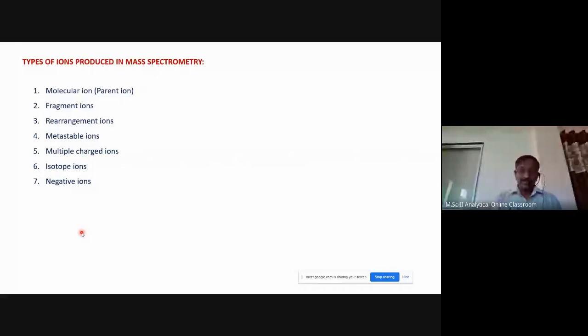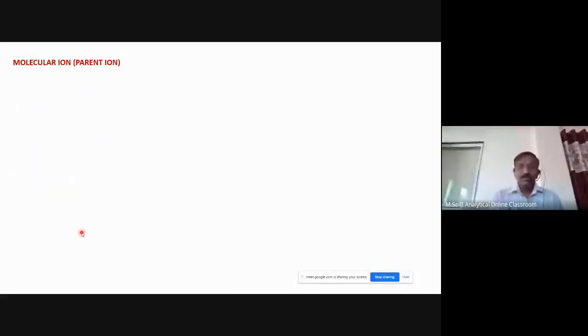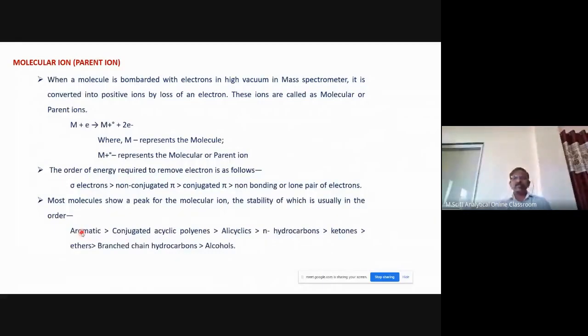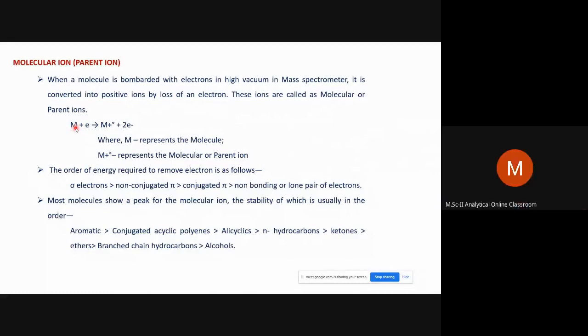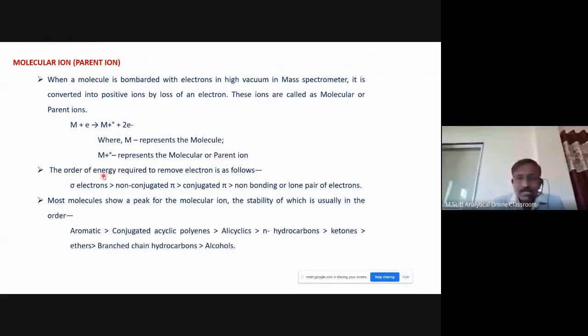Now, the molecular ion, or we can call it the parent ion. When the molecule is bombarded with electrons in the high vacuum of the mass spectrometer, it is converted into positive ions by loss of an electron. Everyone knows that because we have seen it in detail. So it is called the molecular ion or parent ion. M is for molecular, and the molecular ion is represented by M plus with a radical.